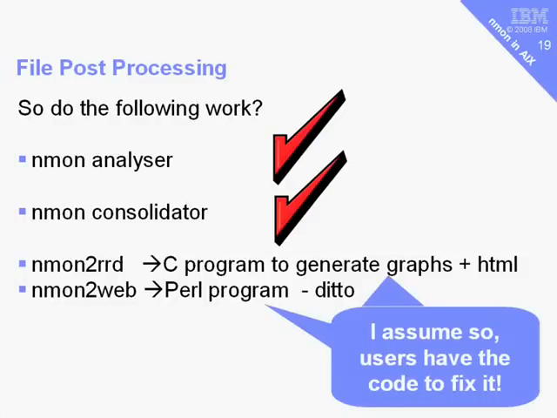Now there are various post-processing filters and commands that people use with the nmon data. We've tested the new Topaz nmon version with the analyzer and the consolidator in quite a lot of detail. Two other popular tools are nmon to RRD and nmon to the web, a C program and a Perl program, and we haven't actually tested these in a great deal of detail. The users have the source code so they can go and fix that if there is a problem, but I don't expect there to be a problem. I'll probably go and check that as soon as I can.